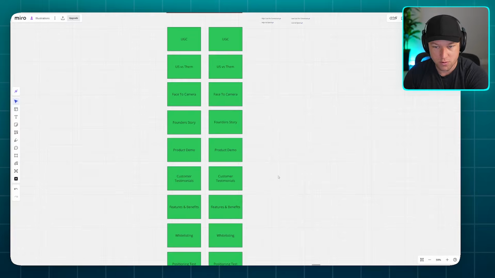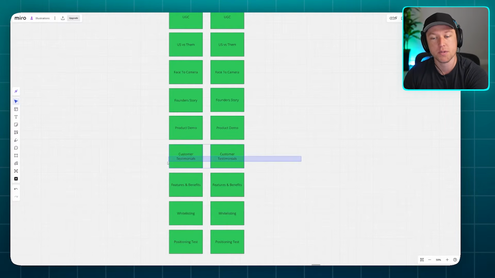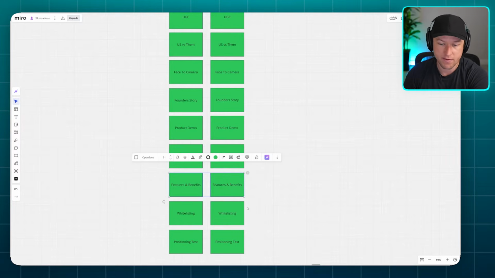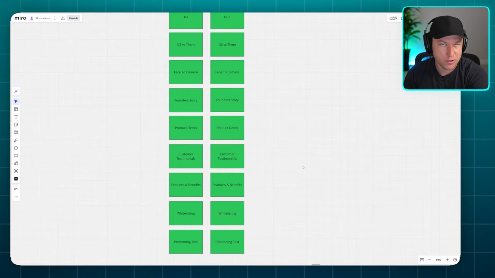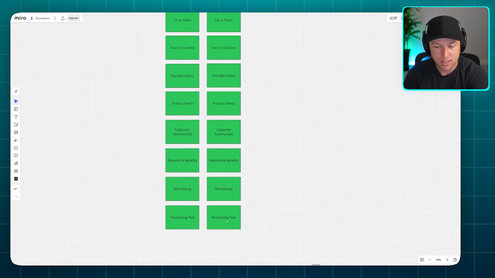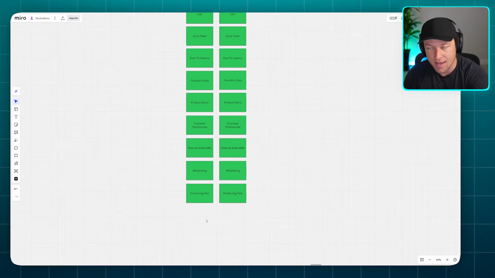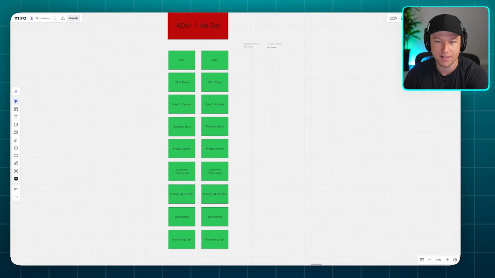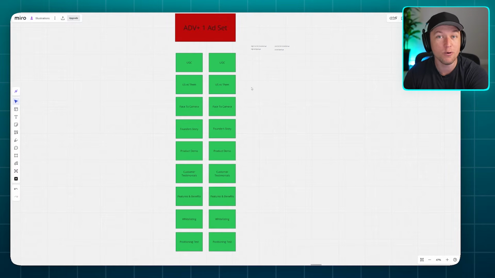So you can do founder story, product demo, customer testimonials, features and benefits, whitelisting or partnership ads is another way, positioning tests, and then there is AI in here as well that we've added in, but I'm going to leave it out just for the sake that it is very new and I only want to give you guys what they gave us in the first place.